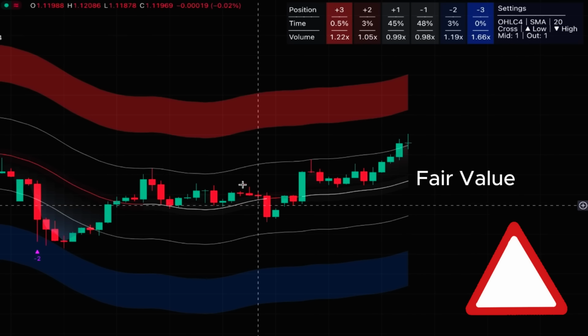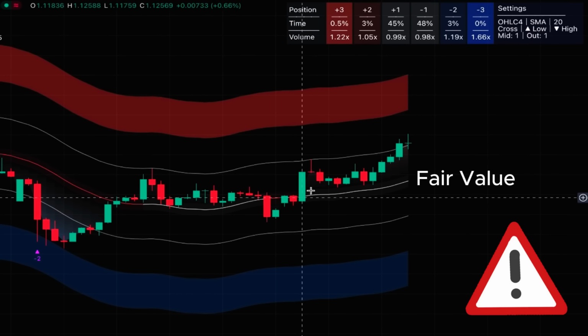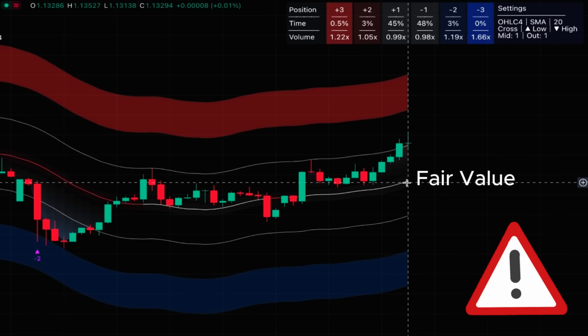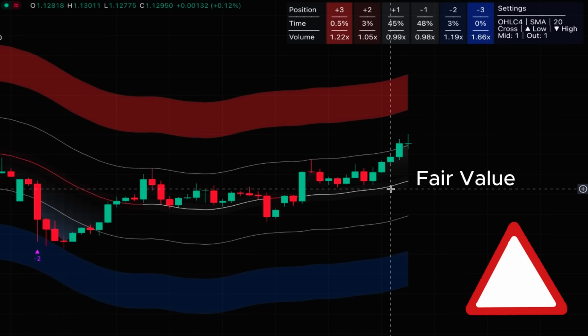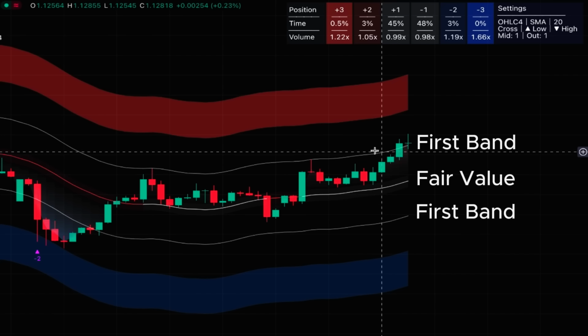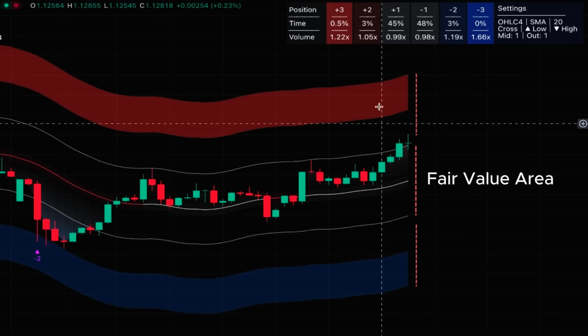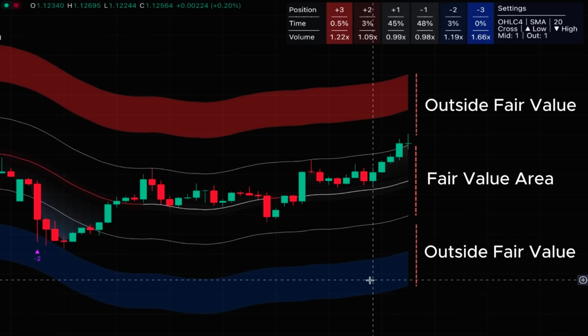But please pay attention that with this indicator we are not focused on identifying direction of the market. Rather, we look at this average line as the fair value of the asset and we are more focused on deviations from this fair value, which can show us different degrees of risk in the market. Here we have the first band above the fair value, and this is the first band below the fair value. This area is fair value, and outside this area is considered outside fair value.